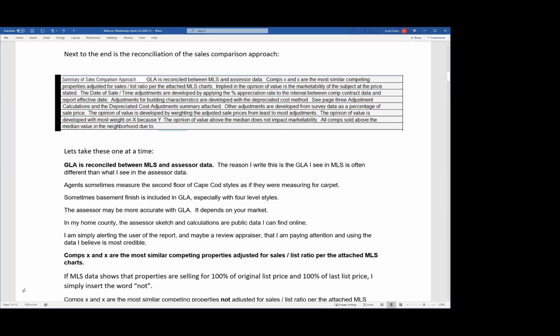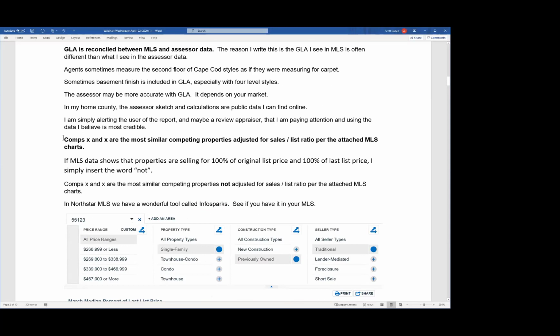In my market, we've got a system where there's actually a sketch that's public, so I can see what the assessor is using to base their GLA adjustments on, and usually they're pretty close based on the houses I measure that they have measured. So I just want to alert the user of the report and who may be a review appraiser that my GLA could be different than what the MLS is saying.